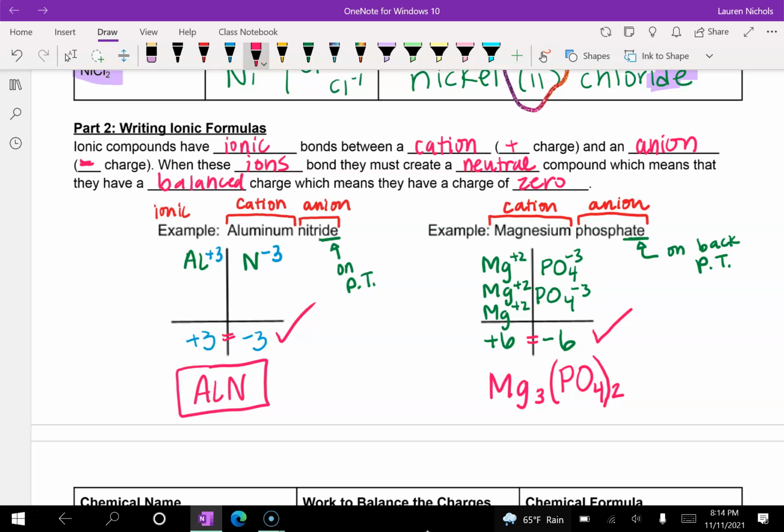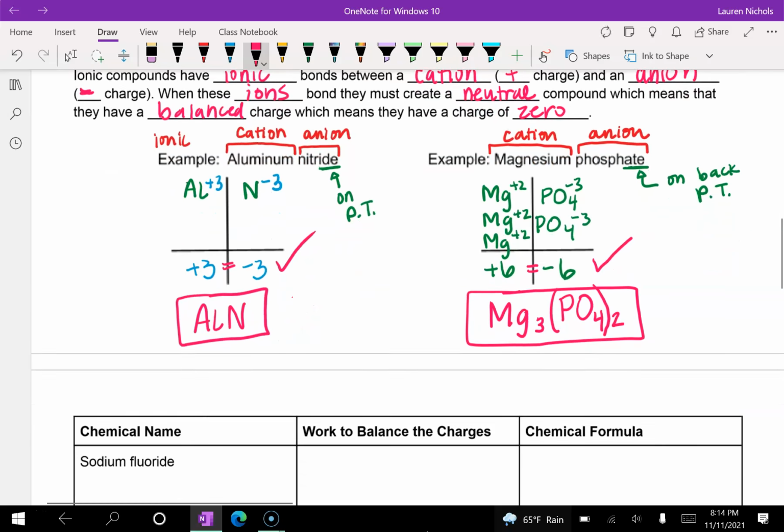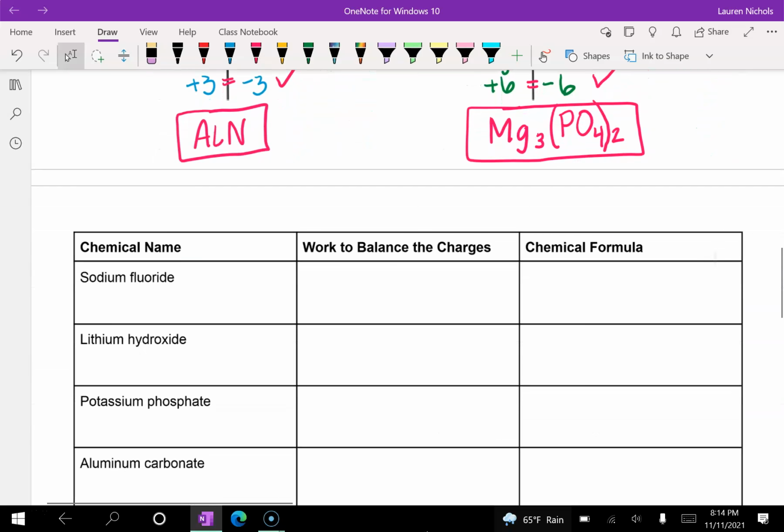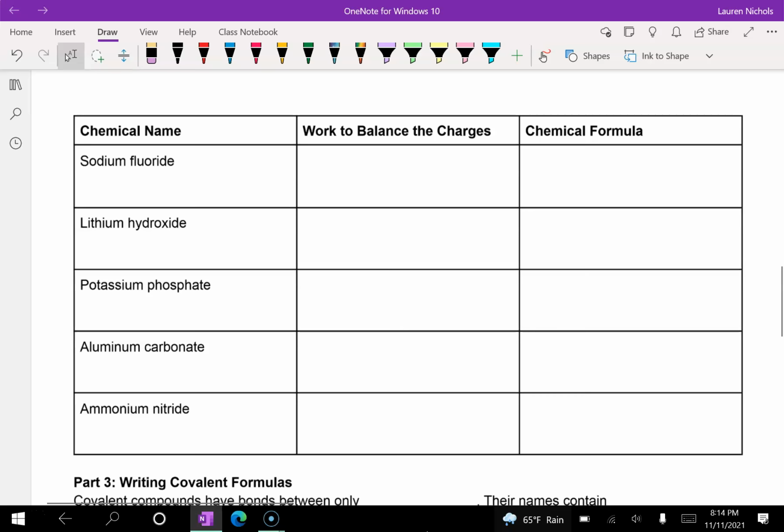So if you have to write a subscript, if you write a polyatomic ion more than once, you put parentheses around it. And that's how we get our formula. So as with the last one, you're going to have practice. So go ahead and pause the video, complete your practice, and press play when you're ready to check your answers.